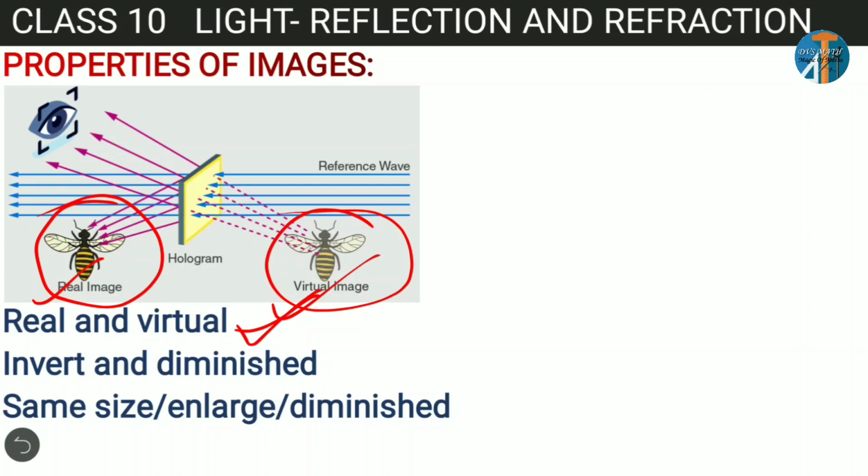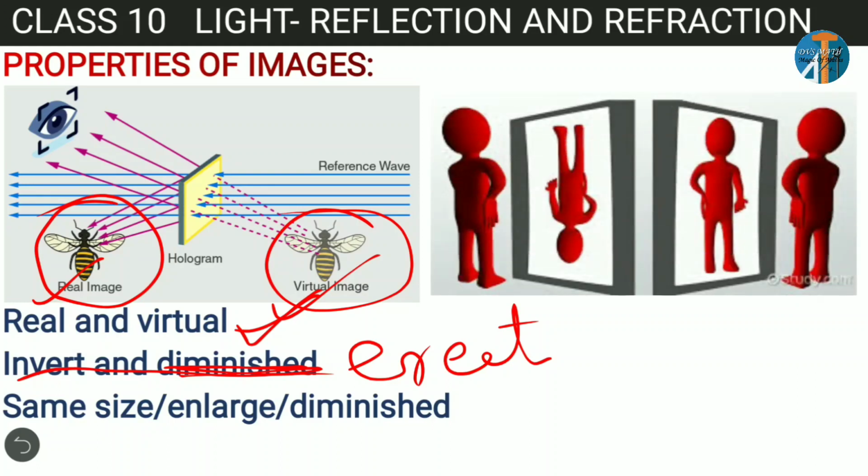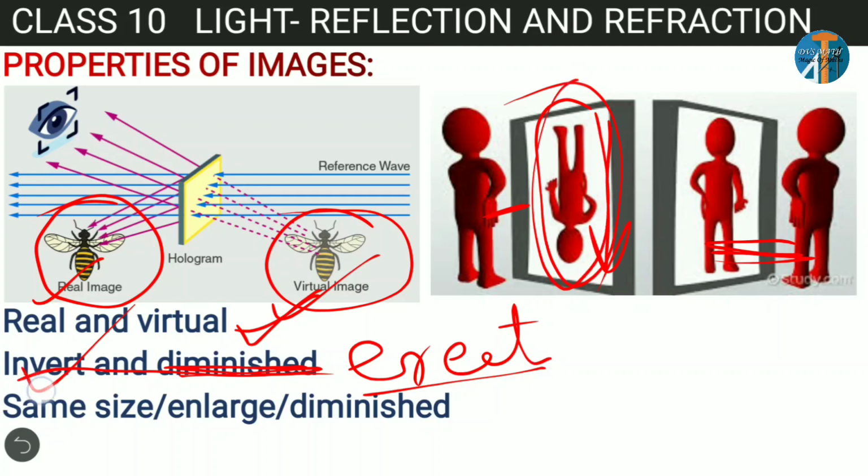Clear? Next, if we come to the images, one will be inverted and the other will be erect. Sorry, this is not diminished, this is erect. Change it to erect. So one will be inverted and another will be erect. What do you mean by inverted and erect? You can see the object. Here the image is reversed, so it is inverted, right? If the image is like this, upside down, we call it an inverted image. If the image is presented the same way as the object, we call it erect. Understand that if the image is upside down, it is called an inverted image.